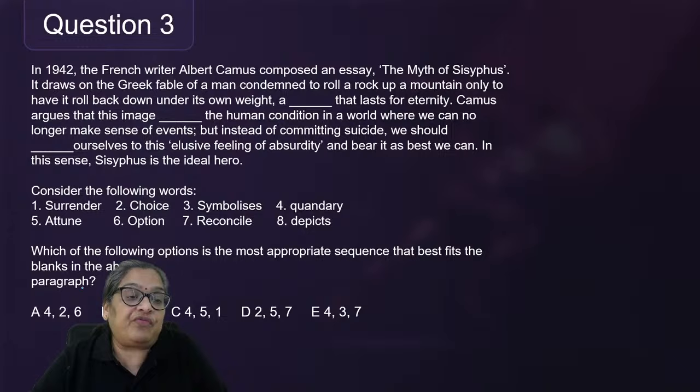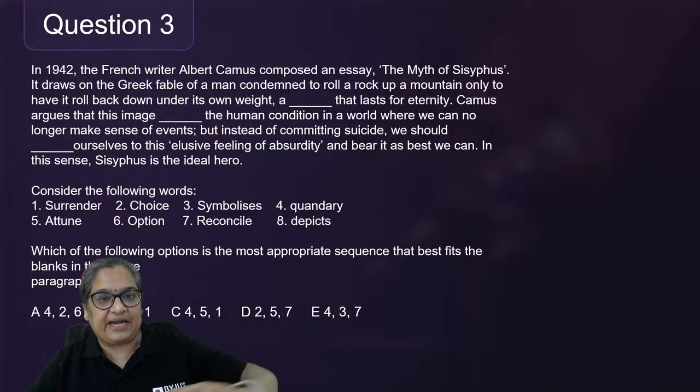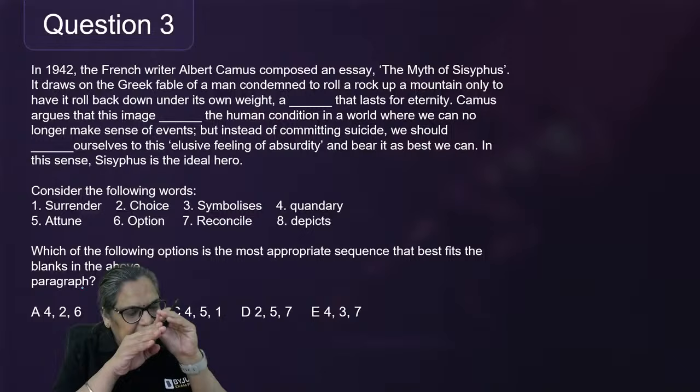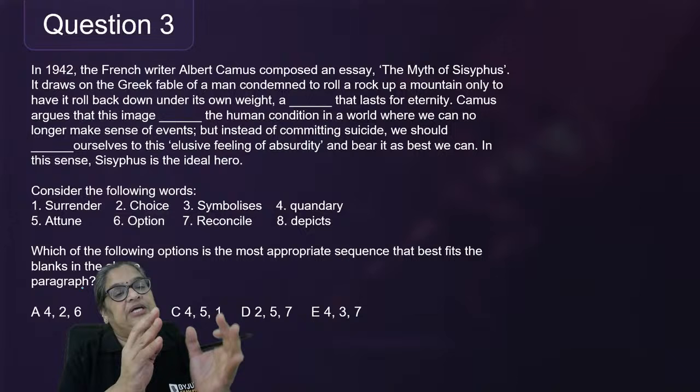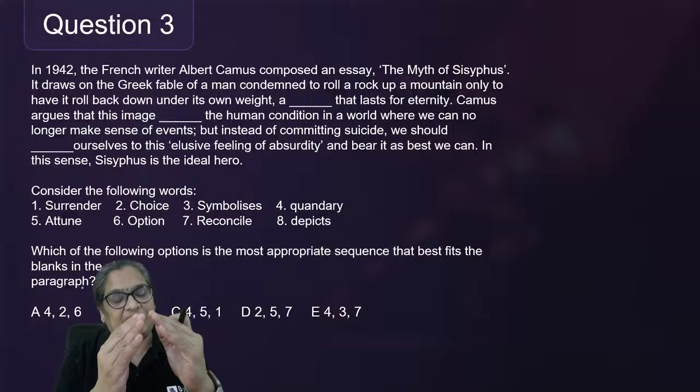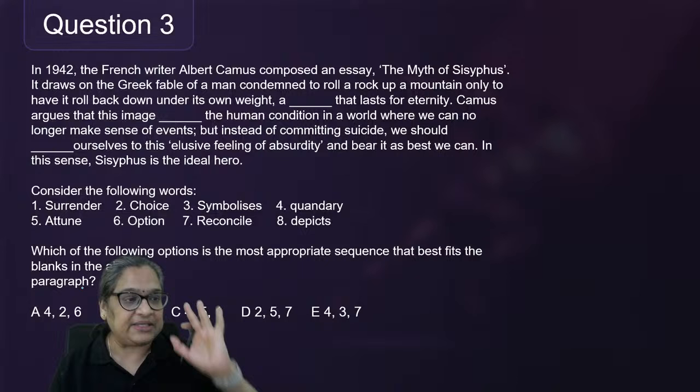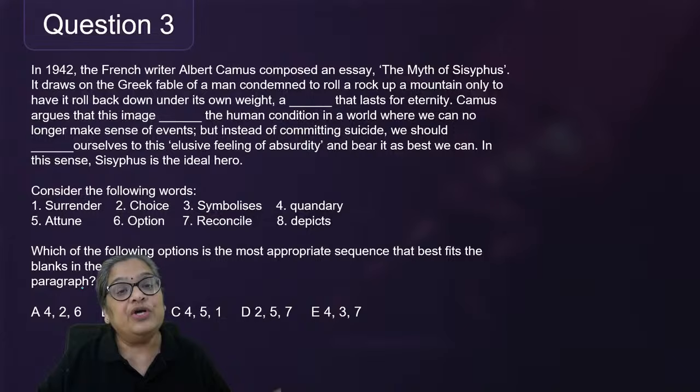In 1942, the French writer Albert Camus composed an essay, The Myth of Sisyphus. It draws on the Greek fable of a man condemned to roll a rock, what is known as a Sisyphean task, a never-ending task, because Sisyphus had the punishment to roll a rock up a mountain, and that mountain had such a sharp, pointed small precipice that the rock had to balance on the top, but there was no space for it, so it would roll back. His punishment was, when the rock balances, your punishment is done. You need to put that rock up there and then you're fine. So he has to keep rolling it up and ensure the rock doesn't fall down. And so it's an unending punishment.